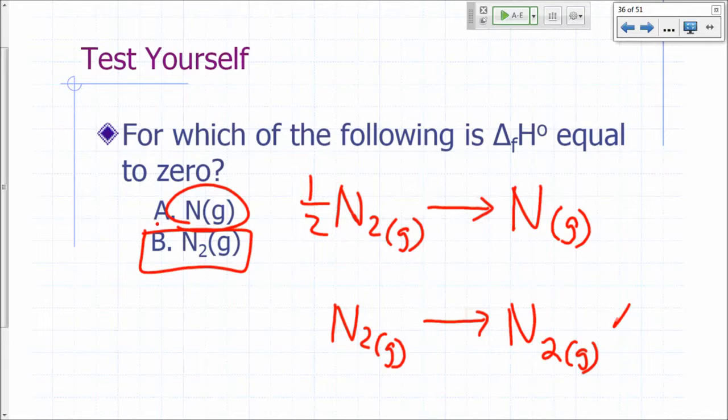So delta H for this second reaction right here is going to be 0. How do you make a mole of N2 gas from a mole of N2 gas? Do nothing, right? So delta H should be 0. How do you make a mole of nitrogen atoms from half a mole of nitrogen gas? You have to break those bonds, right? To break bonds, you need energy. So delta H for this is in fact going to be a positive number. So it's going to be an endothermic reaction. You have to pull apart those nitrogen atoms.